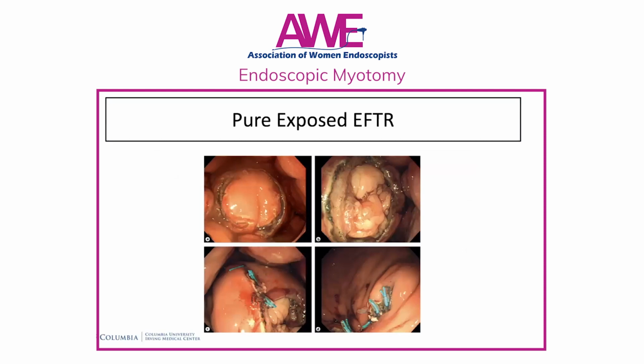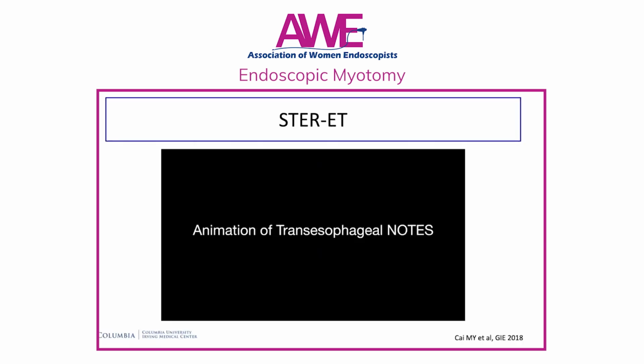This is just to show you what the comparison is. A pure exposed EFTR is when ESD is performed. The overlying submucosa may, in some cases, be unroofed, followed by dissection of the lesion out. And if this is arising from the muscularis propria or even from external to that, then the muscularis propria has to be breached, which results in a full thickness defect, which is eventually closed.